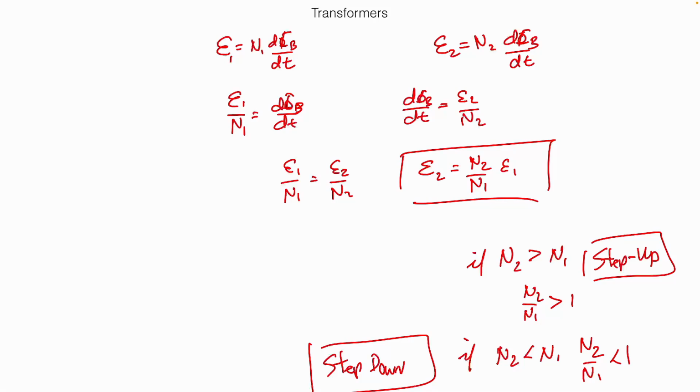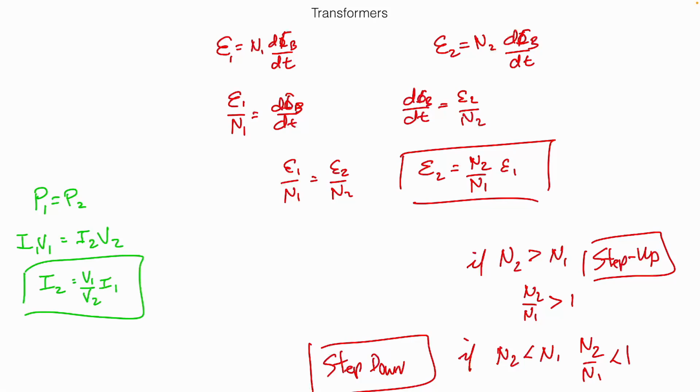I told you that energy is conserved, right? The power has to be the same on both sides. And if we go back to power, power is current times voltage. So this tells us the current in the secondary is going to be equal to the ratio of V1 to V2 times the current. So there's your equation for currents. And it turns out to be the opposite of what's going on for the voltage.